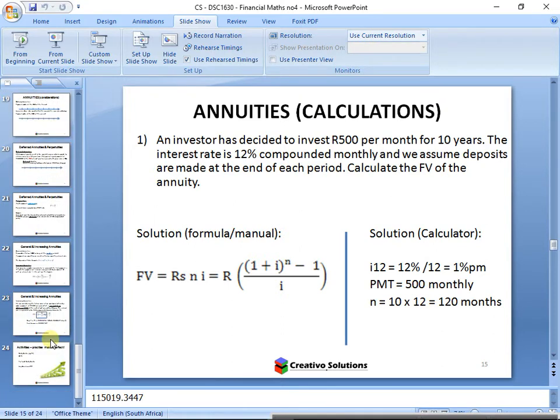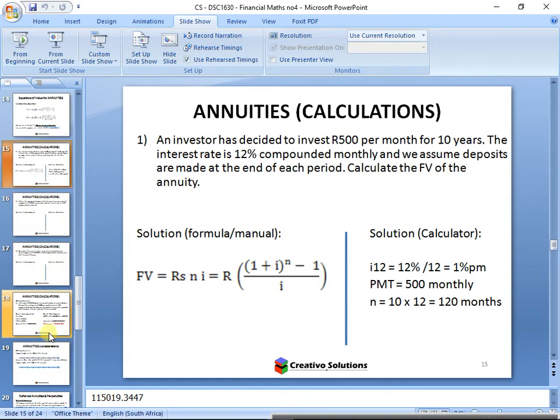Then 12 divided by 12 is I. And what is the future value? 115,019. Correct. Good. Right, so the key here is identify the variables. Make sure all the variables are the same. If all the variables are the same, brilliant, no problems.